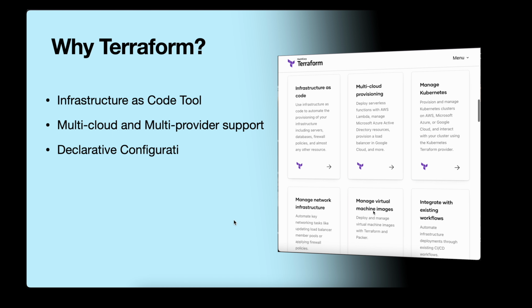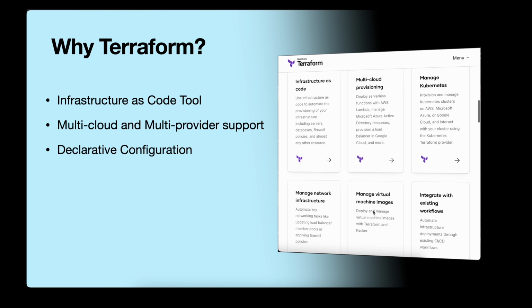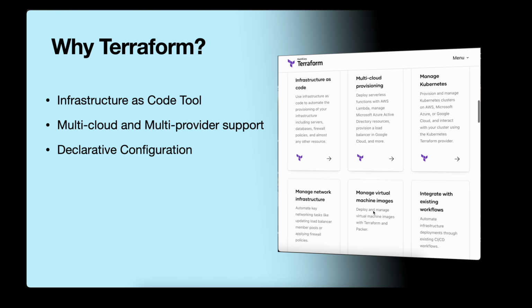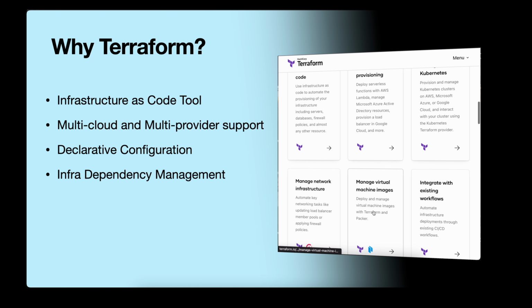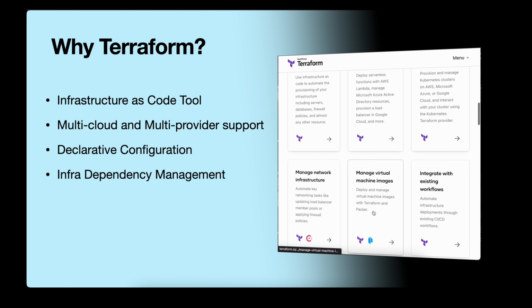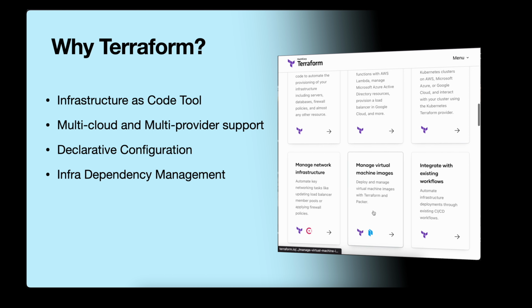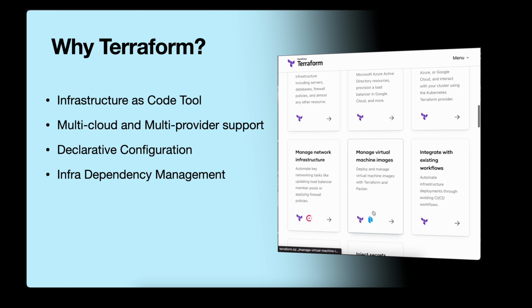Next is declarative configuration. As I have said, with Terraform you just need to define the desired state and Terraform will figure out how to reach there. Terraform automatically manages dependencies between infra resources. When defining infra configurations, users can specify relationships between resources, such as referencing a security group from an EC2 instance. Terraform analyzes these dependencies and ensures that resources are created, updated, and destroyed in the correct order, maintaining the desired infra state.